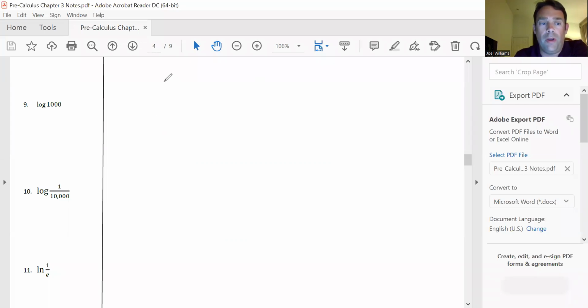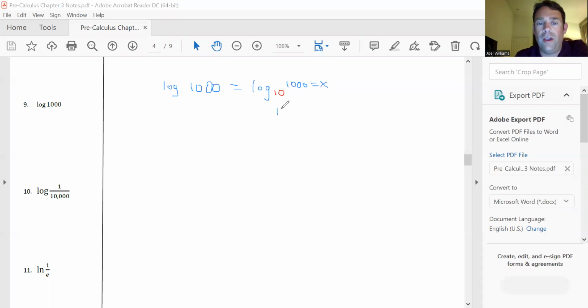So remember that we have log of 1,000. Before I do anything here, I remember something about this. If there is no base there, that means it is my common log. So it has a log of base 10. So I'm going to set that equal to a variable.